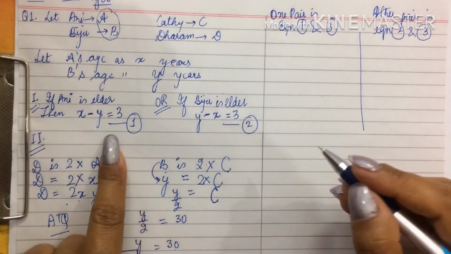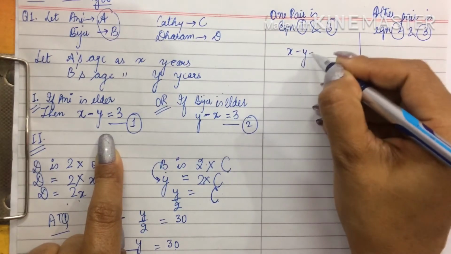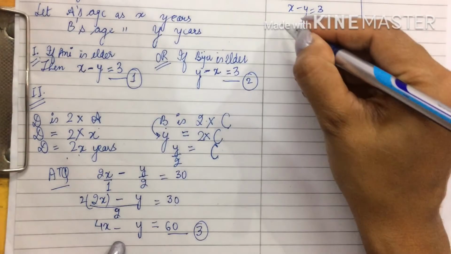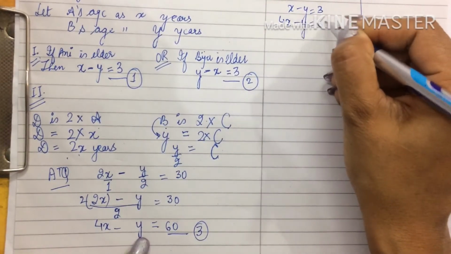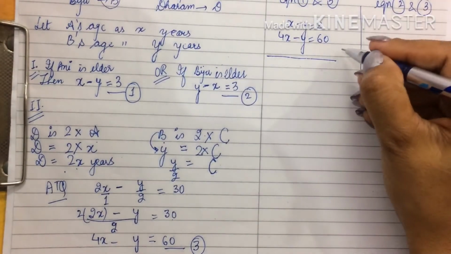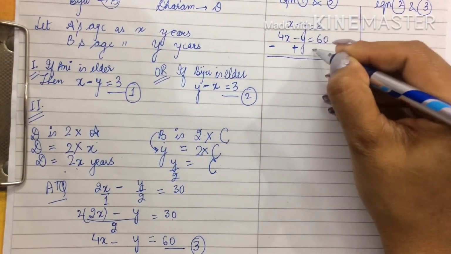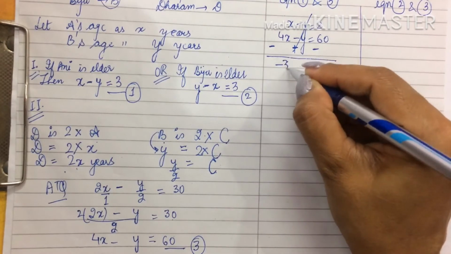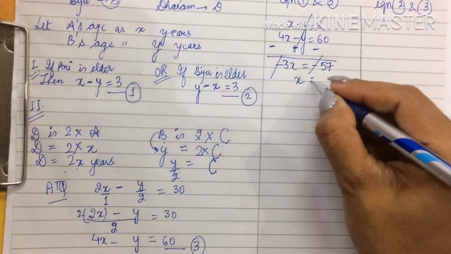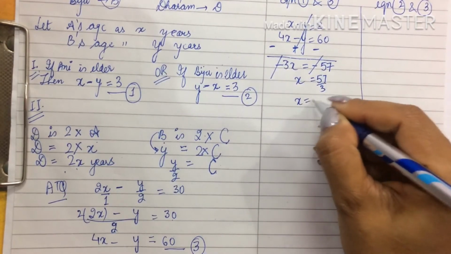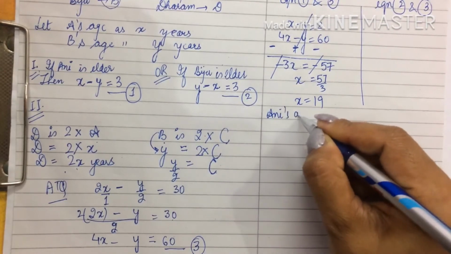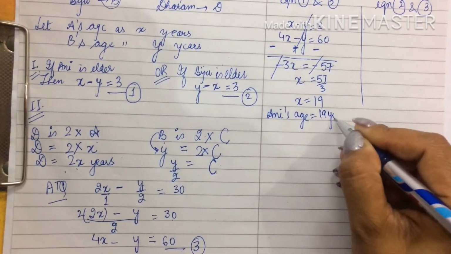So equation number 1 from here is x minus y equals to 3. Equation number 3 is 4x minus y equals to 60. Now this can simply be solved by elimination. Let's subtract, changing the signs. This is minus 3x equals to minus 57. Negatives cancelled, x comes out to be 19. So this means Ani's age is 19 years.